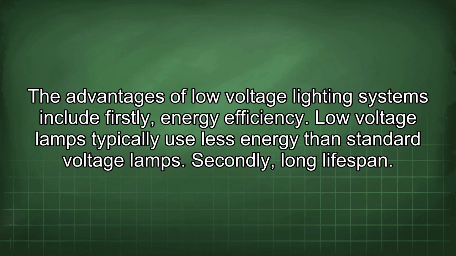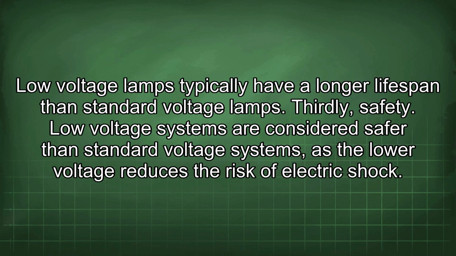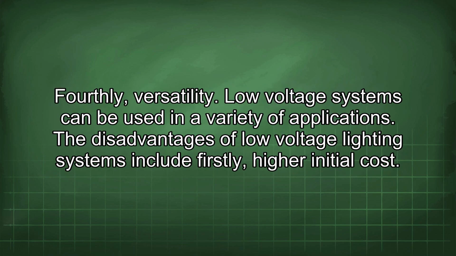The advantages of low-voltage lighting systems include, firstly, energy efficiency. Low-voltage lamps typically use less energy than standard voltage lamps. Secondly, long lifespan. Low-voltage lamps typically have a longer lifespan than standard voltage lamps. Thirdly, safety. Low-voltage systems are considered safer than standard voltage systems, as the lower voltage reduces the risk of electric shock. Fourthly, versatility. Low-voltage systems can be used in a variety of applications.